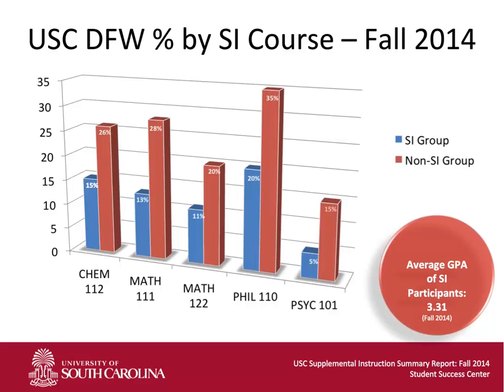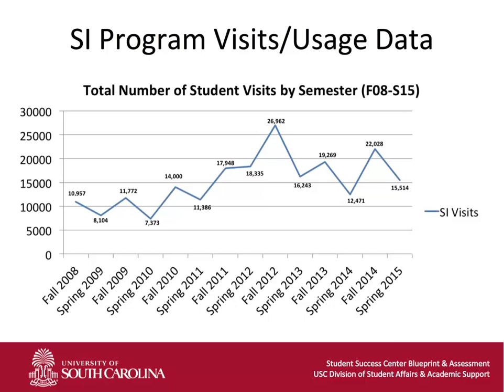To capture this data, each leader submits a sign-in sheet. Participants are entered into a tracking system, which allows SI staff to compare grade impact of participants and non-participants after final grades are posted. Since its inception, USC's SI program has grown to support more than 20 courses and currently employs between 90 and 100 SI leaders each semester. Students who seek support through SI are typically 10% less likely to receive a D grade, F grade, or withdrawal from the course. If you are interested in learning more about SI program data, please do not hesitate to reach out to the coordinator of SI for additional information.